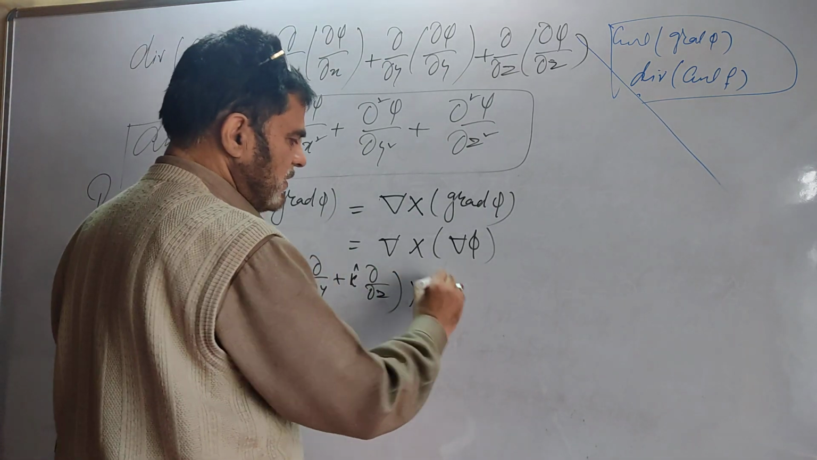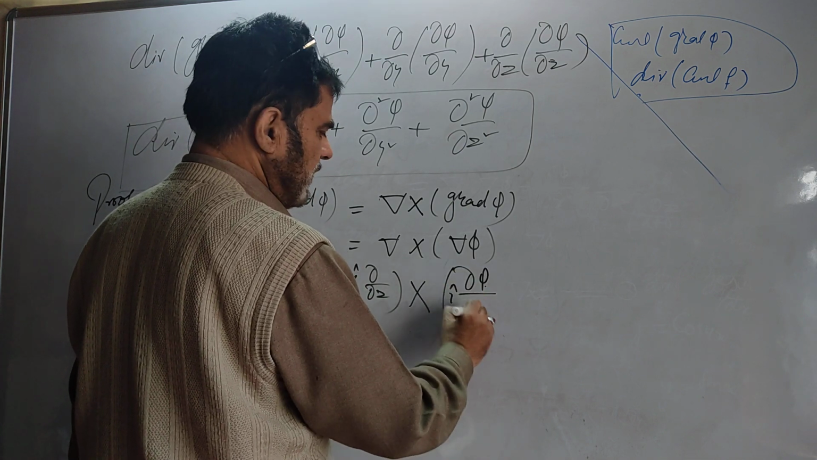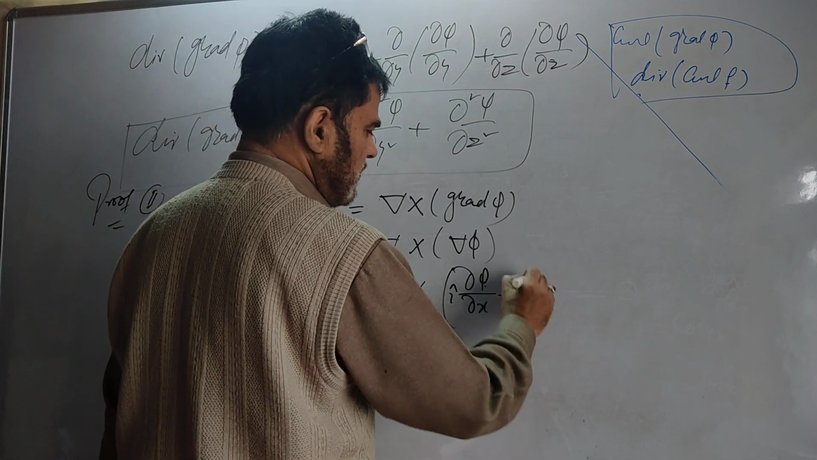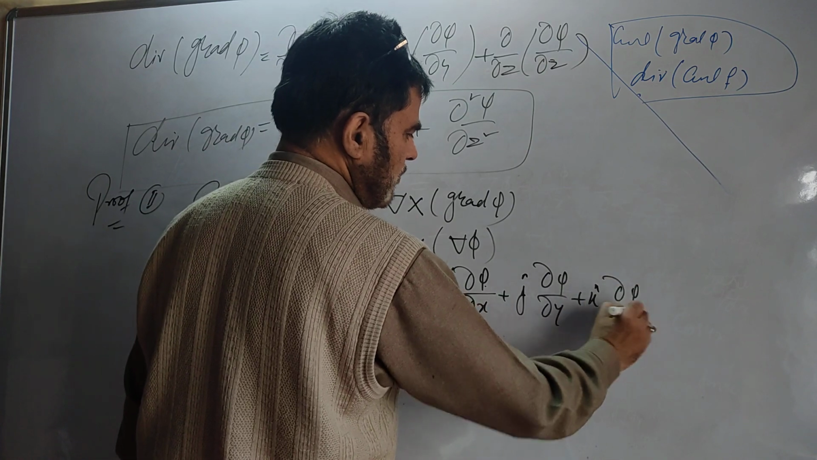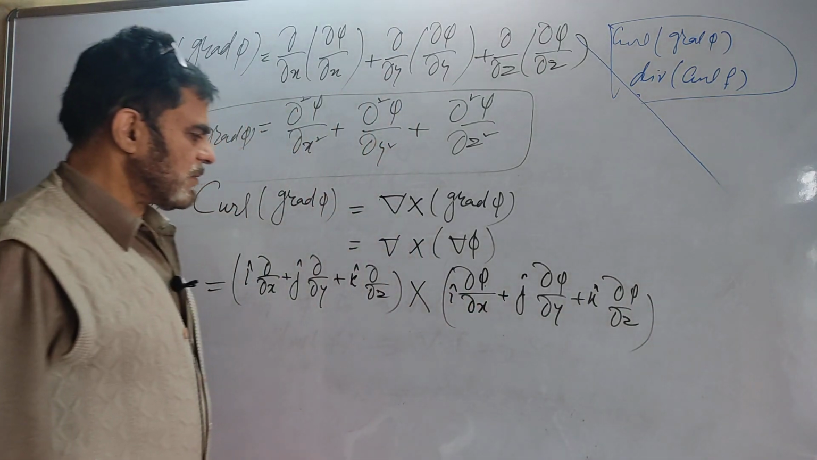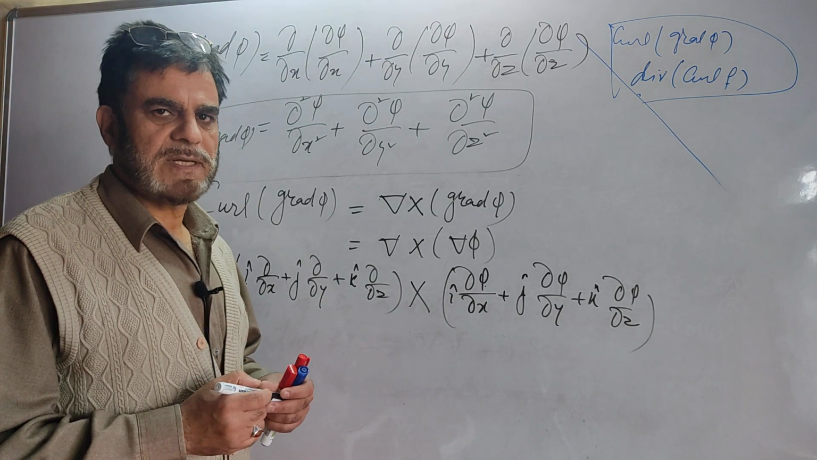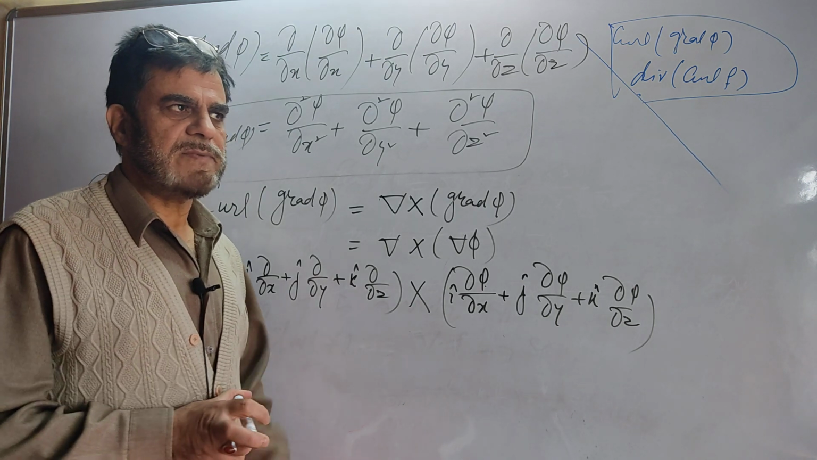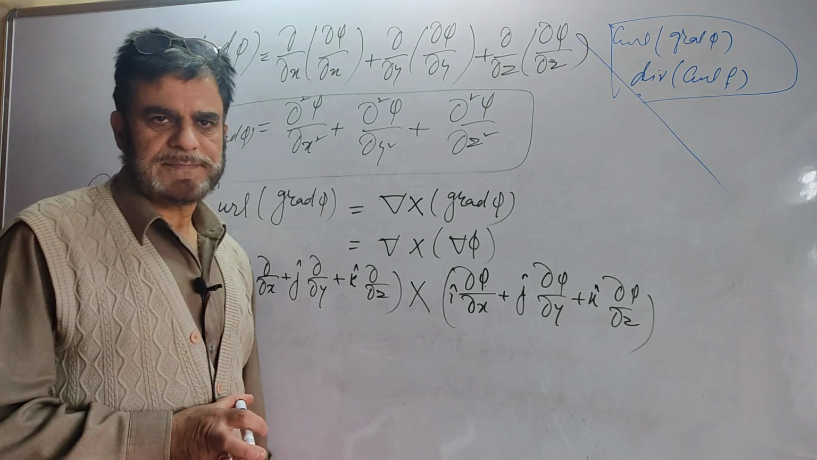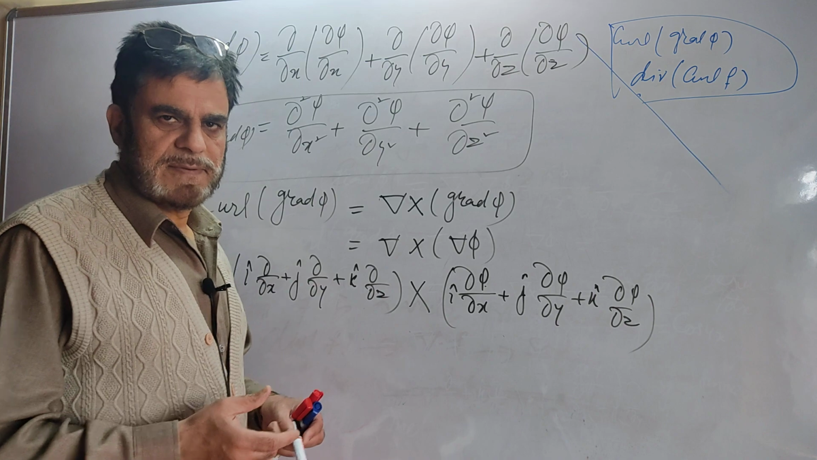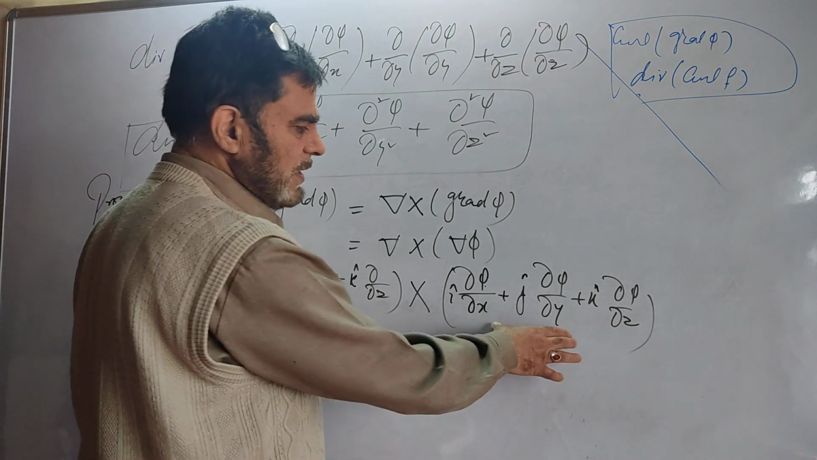Then here I have cross, this is i times dou phi by dou x plus j times dou phi by dou y plus k times dou phi by dou z. Now how do you write down the cross product of two vectors? You did it in your vector calculus in lower classes, 12th class, the cross product of two vectors. We can express them in the form of the determinant. First row you write i j k, second row components of the first vector, then third row will be components of this.